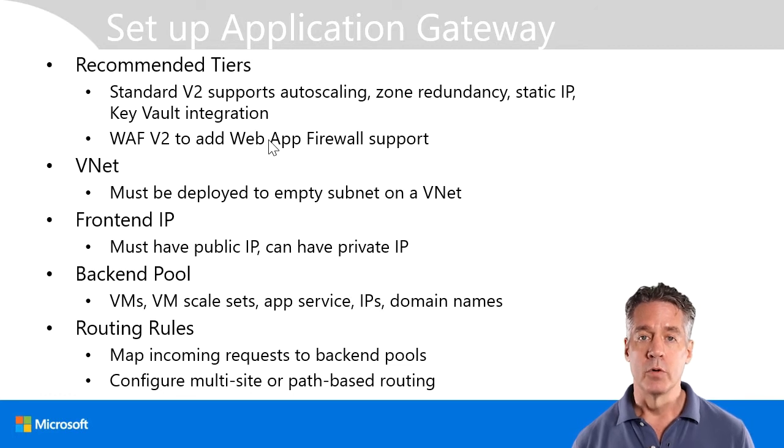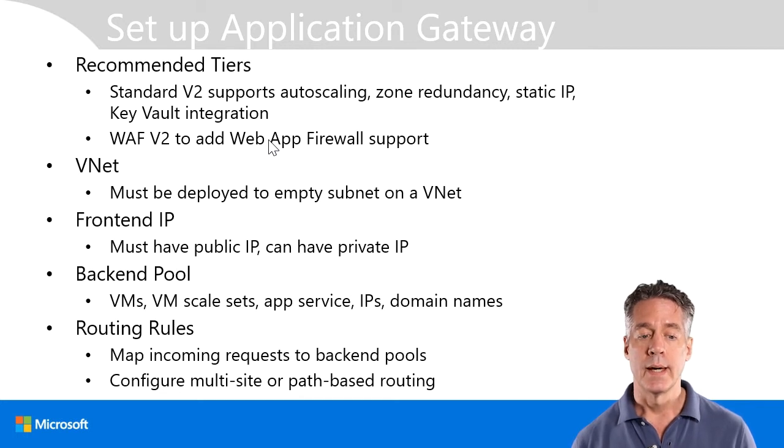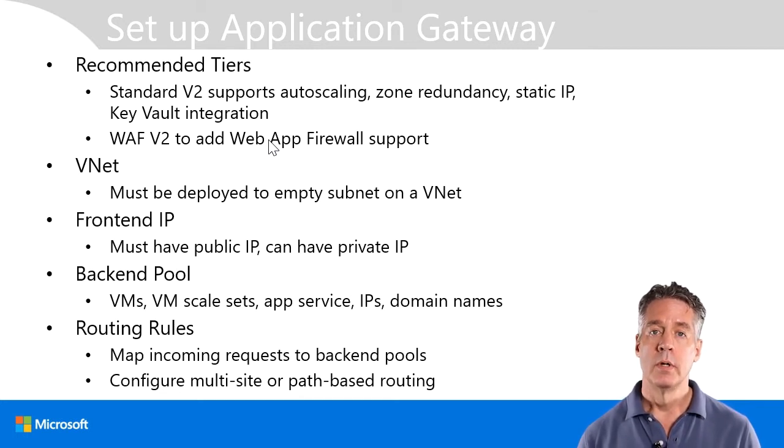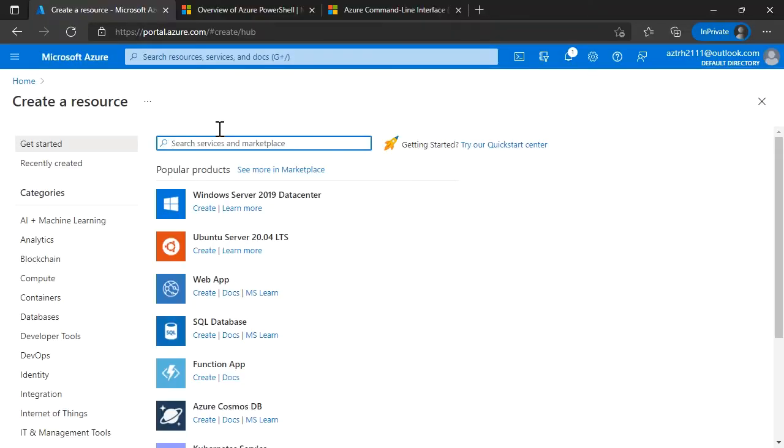And then the routing rules you also set up when you create your application gateway. And so it's good to think ahead if you want to support multiple applications behind App Gateway for multi-site hosting, or perhaps for path-based routing. Let me show you how to set one of these up in the portal. We'll talk about its configuration as we go.